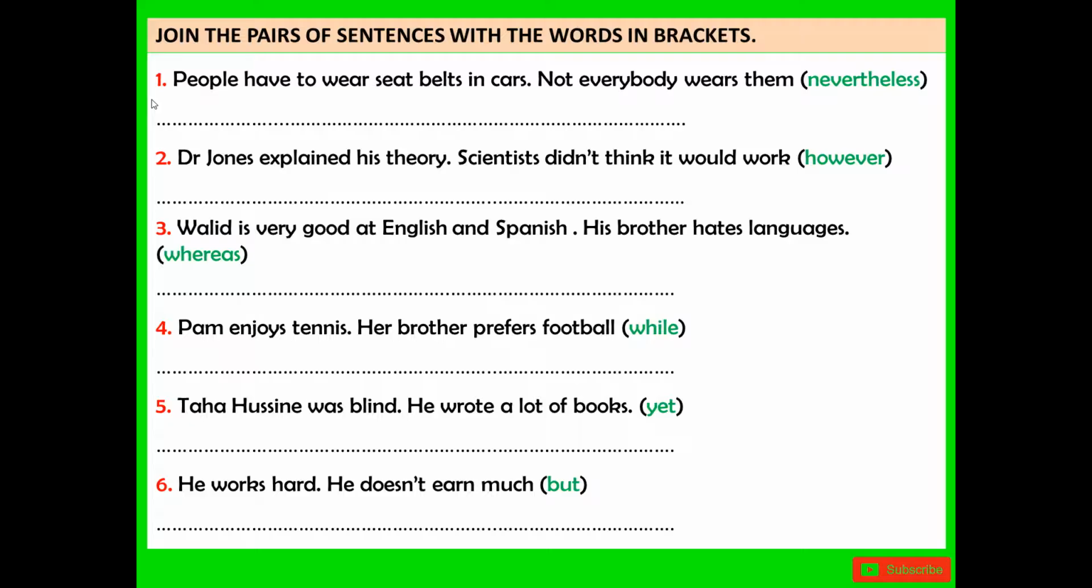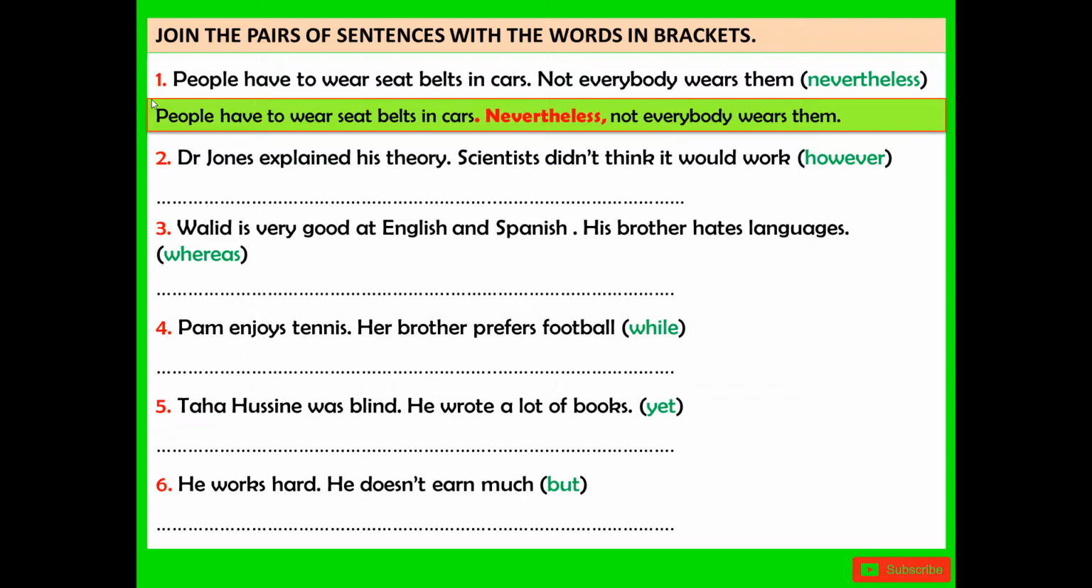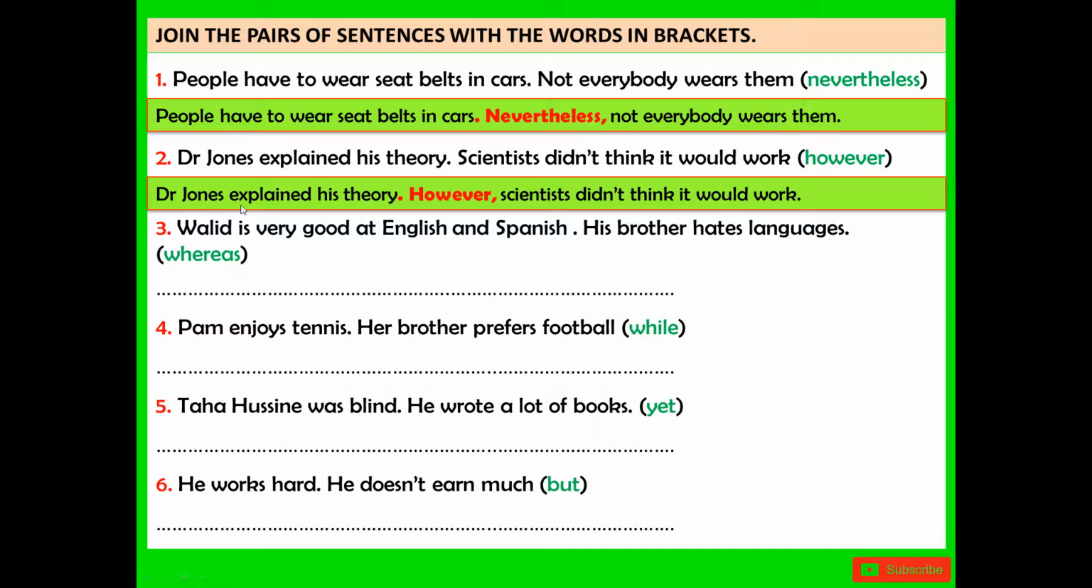So let's start. People have to wear seat belts in cars. Not everybody wears them. Nevertheless. Yeah, we can say, People have to wear seat belts in cars. Full stop. Nevertheless, comma. Not everybody wears them. Clear? Next. Dr. Jones explained his theory. Scientists didn't think it would work. However. Yes, do you remember the rule for however? Good. We can say Dr. Jones explained his theory, full stop, however, comma, scientists didn't think it would work.